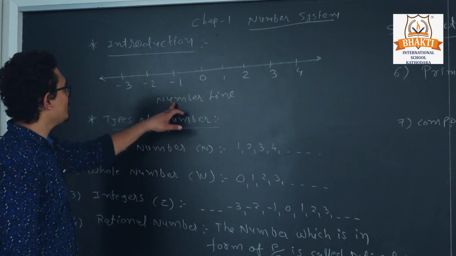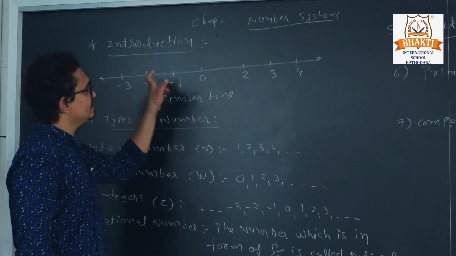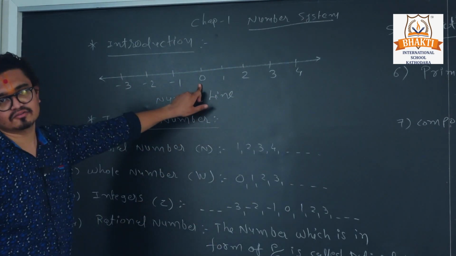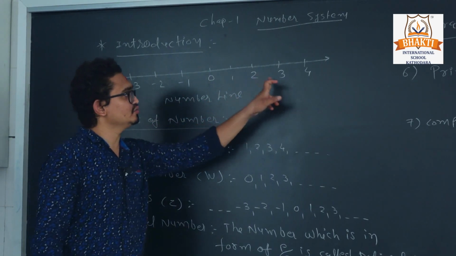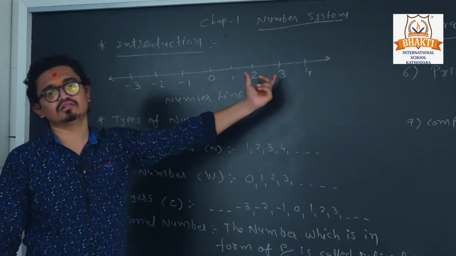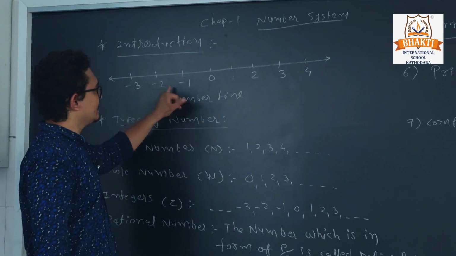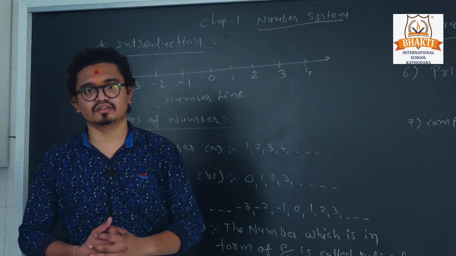So, in a number line, what happens? I am taking one number line. In between we have a 0, and on the right hand side we have numbers like 1, 2, 3, 4. It means they are positive numbers, and on the left hand side we have negative numbers like -1, -2, -3 like that.